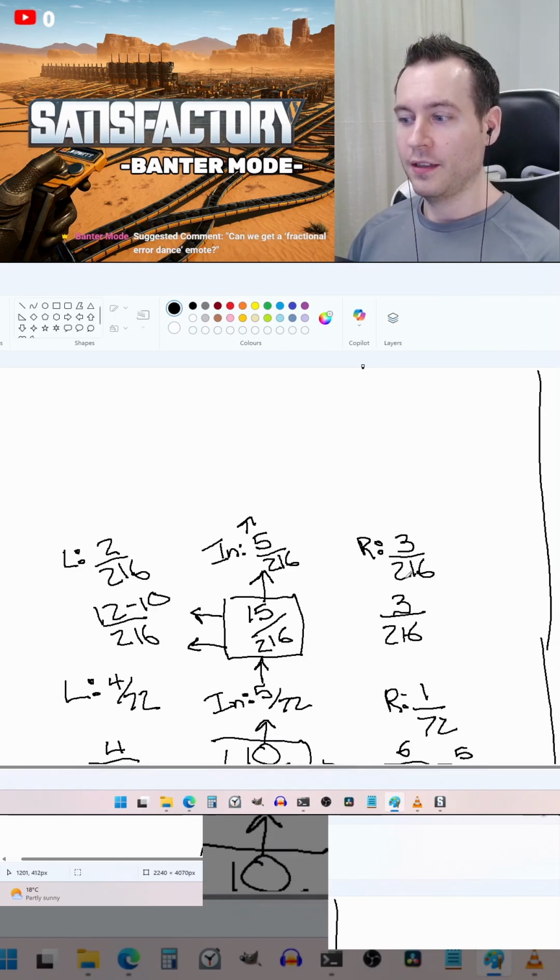Can we get a fractional error dance emote? Dance emote? I'm not sure how to do that. That sounds like a brilliant idea, but I don't know how to do that.